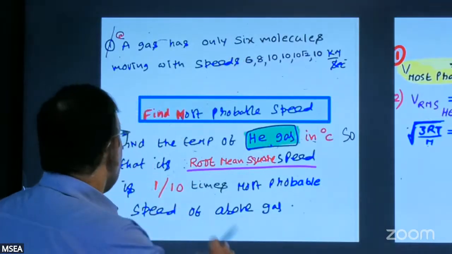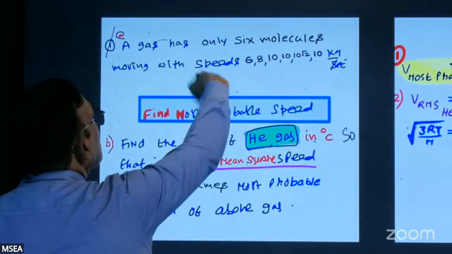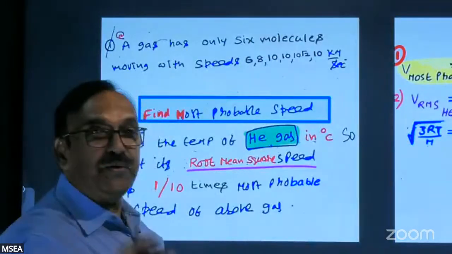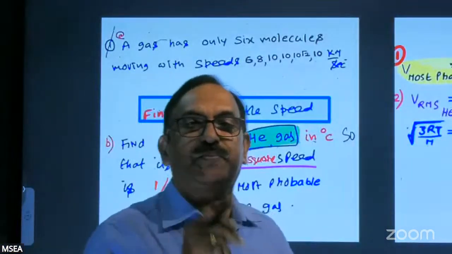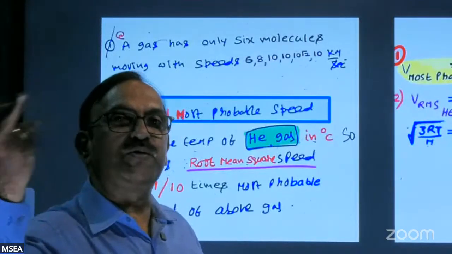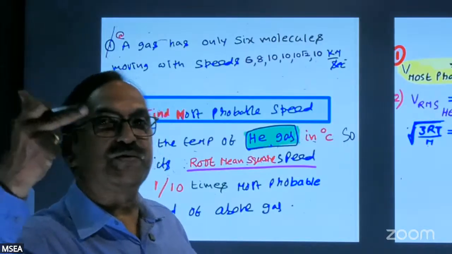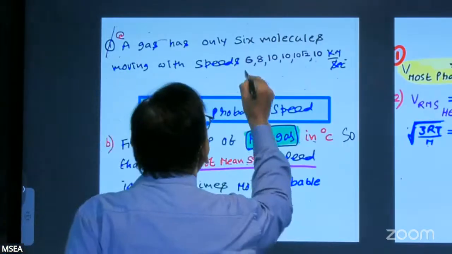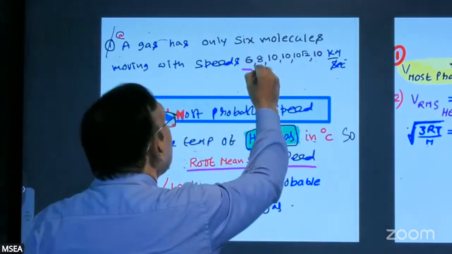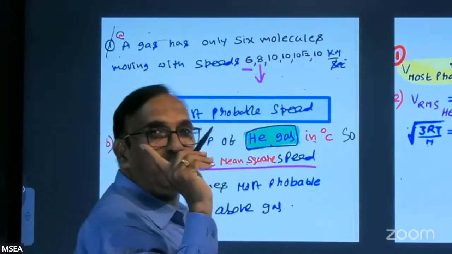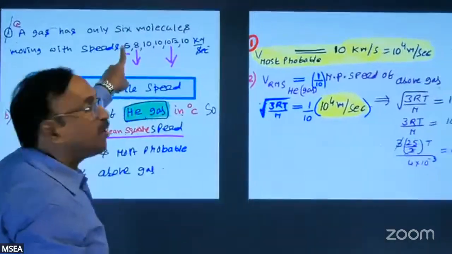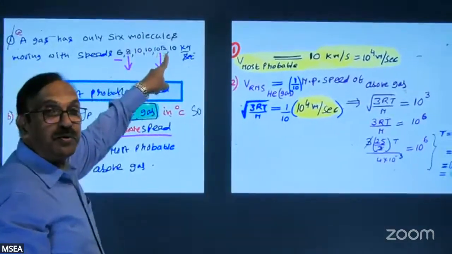First of all, I want to know the most probable speed of the gas listed here. All of you should recollect the basic definition of most probable speed. Most probable speed is the speed possessed by most of the molecules of the gas. Only one molecule has 6, only one molecule has 8, only one molecule has 10 root 2.